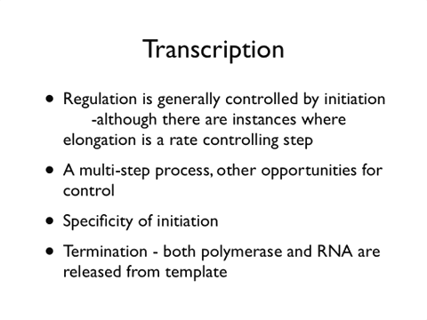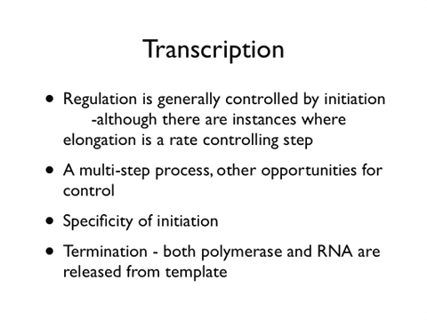Regulation is generally controlled by the initiation event, how the polymerase enters the promoter. And although there are instances where elongation is a rate-controlling step, this is rather rare. When we talk about HIV replication in the context of infected cells, we'll tell you about some of the strategies that are used to control elongation. It's a multi-step process, and there are other opportunities for control.